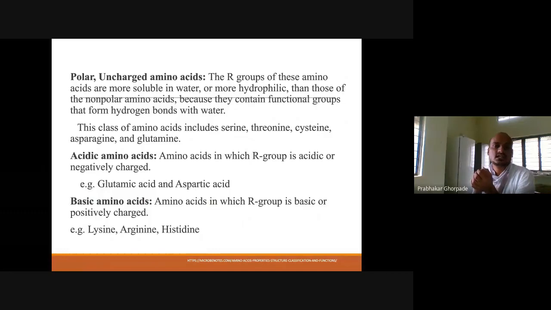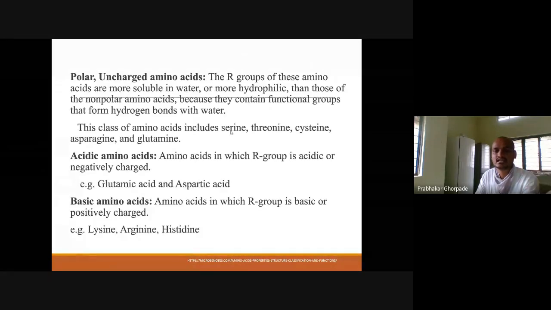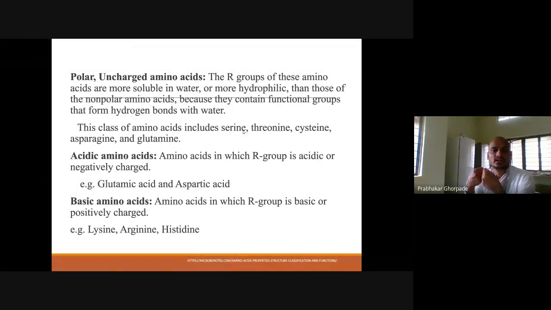The polar uncharged amino acids: the R groups of these amino acids are more soluble in water and more hydrophilic than those of the non-polar amino acids because they contain functional groups that form hydrogen bonds with the water. For example, serine, threonine, cysteine, asparagine, and glutamine. Serine has an extra OH group which will form a hydrogen bond with the water, and that is why these are polar amino acids and are easily soluble in water.